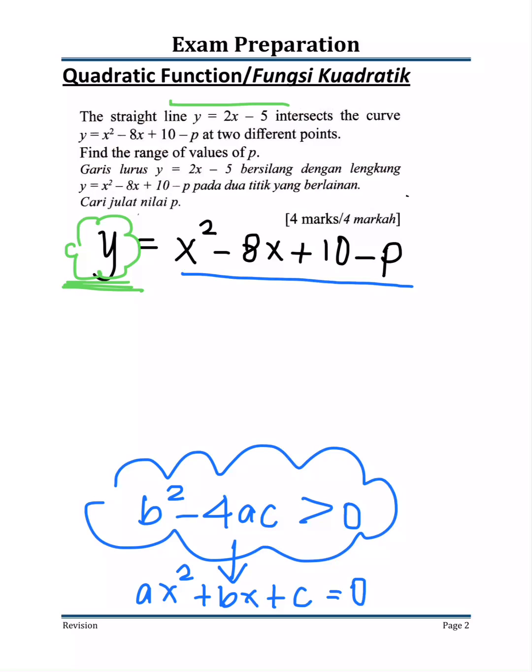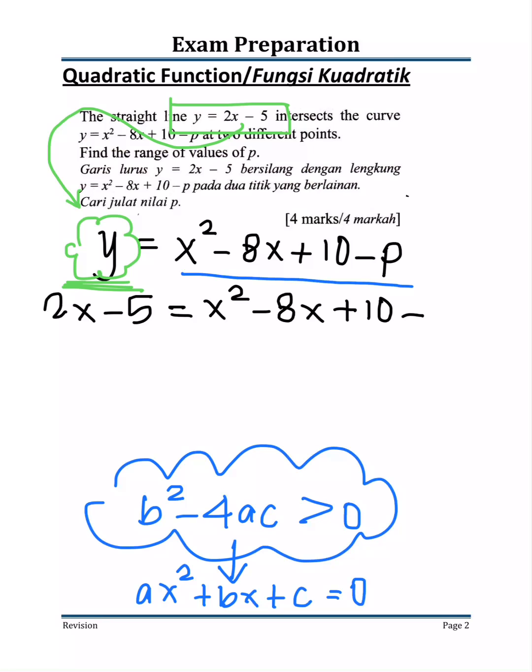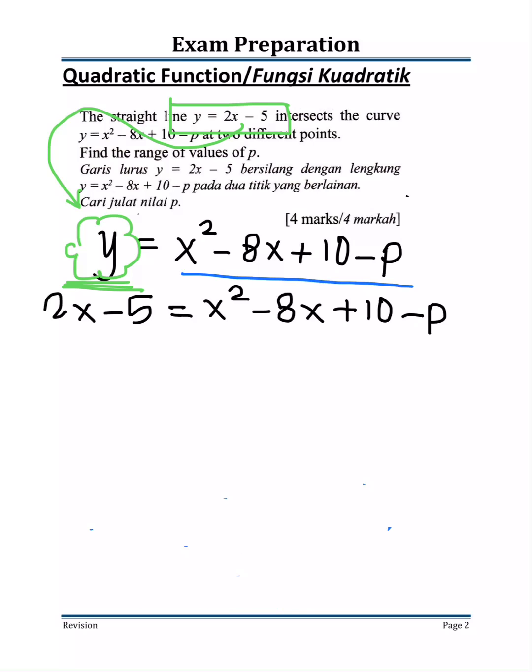This is where the straight line comes to the picture. So what I'm going to do, y yang sama dengan 2x tolak 5 digantikan ke dalam. So bila diganti dalam, you get 2x tolak 5 sama dengan x squared minus 8x plus 10 minus p. Meaning, I already cancel the y. The method is called substitution, penggantian. So, y dah hilang.